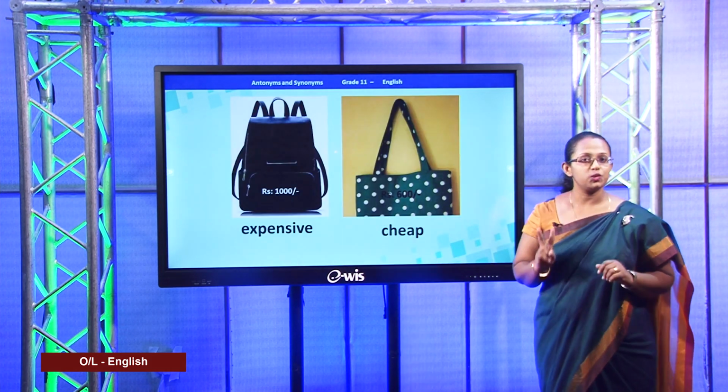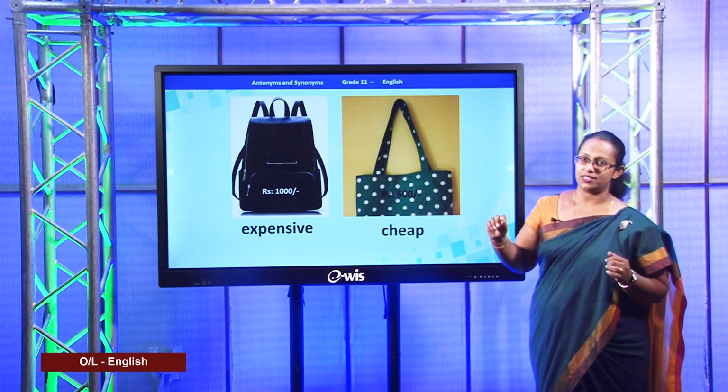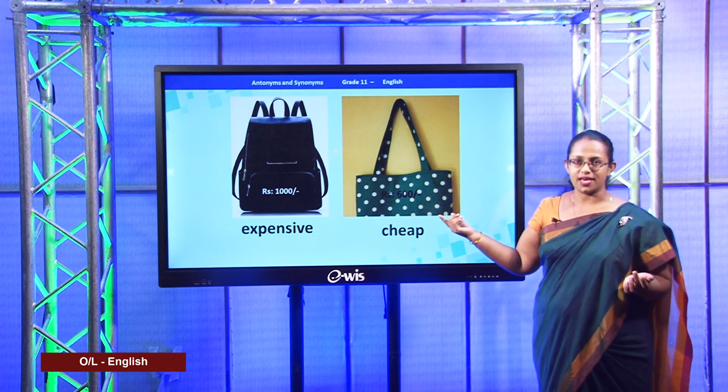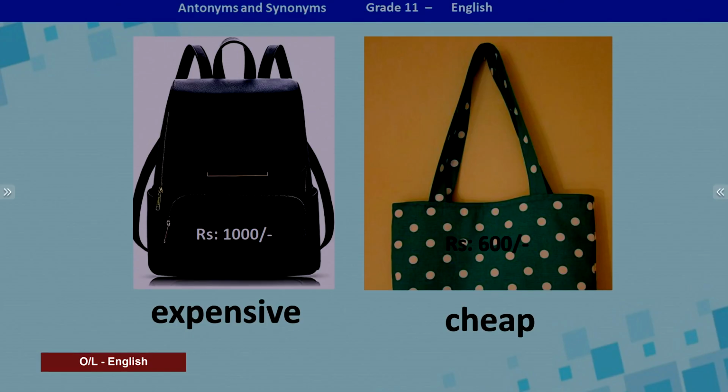Here you can see two bags, two beautiful bags. The black one is 1,000 rupees, but the green one is only 600 rupees. So, the black one, as it is 1,000 rupees, we can consider it as expensive. The black bag is expensive, but the green one is not expensive. So, we can call it cheap. So, the opposite of expensive is, of course, cheap.